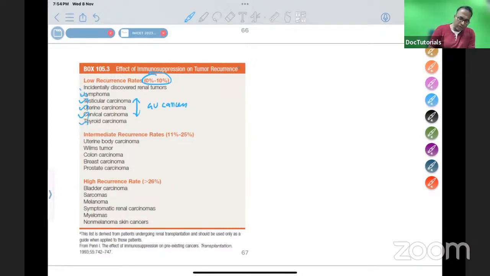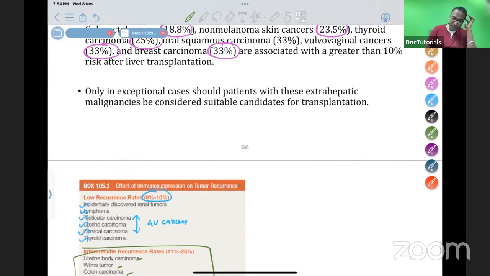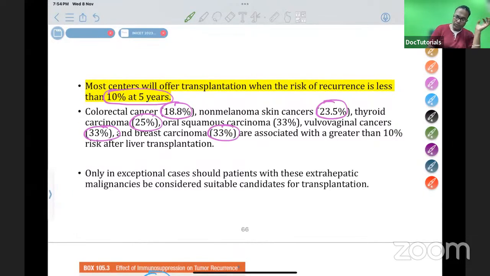Thyroid cancer, lymphoma, incidentally detected liver tumors. All the other cancers have more than 10%. So you can see prostate, breast, colon, Wilms, uterine, bladder, sarcoma, melanoma, renal cell, even non-melanotic skin cancer have more recurrence. When there is more incidence of recurrence, most centers will offer transplantation only when the risk of recurrence is less than 10%.